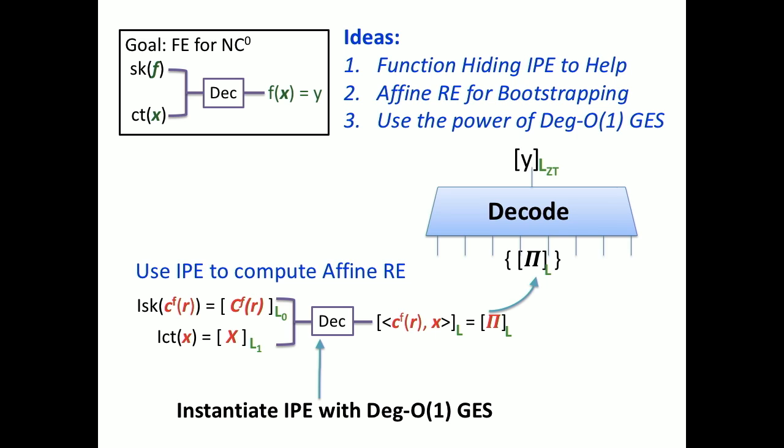Why do I do that? It's because I want the encoding of the randomized encoding to be in a label that could be further computed upon. In particular, I can just take it and homomorphically evaluate the decoding algorithm to decode this randomized encoding under the hood until I get an encoding of the output. Yes?